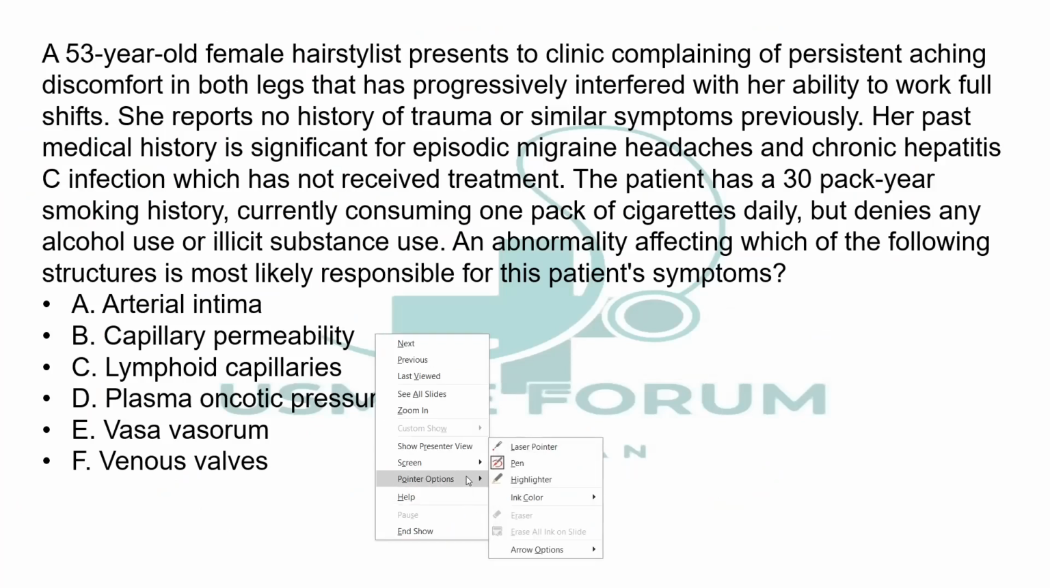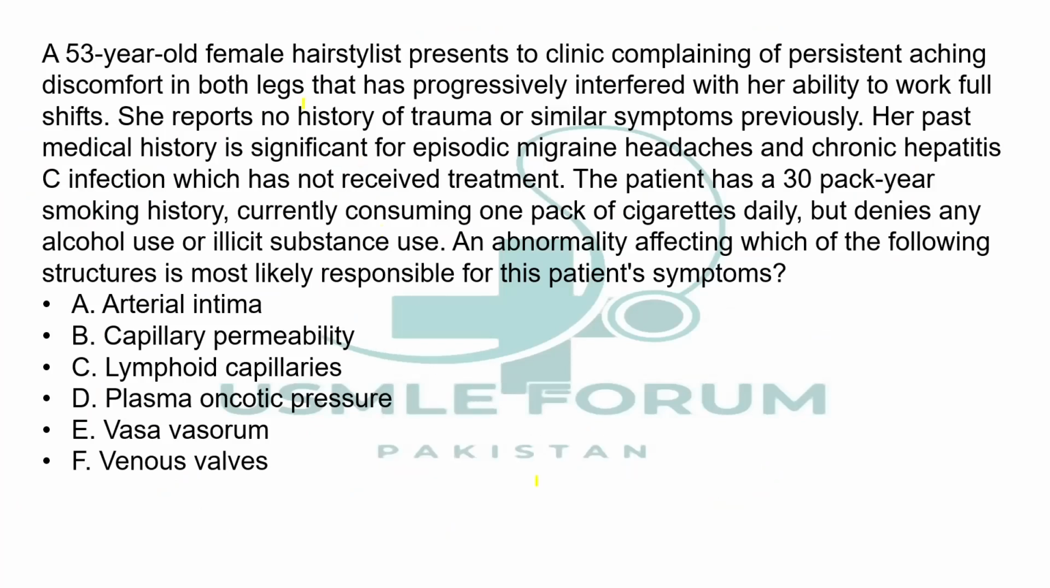All right, moving on. So this is a 53-year-old female hairstylist who is having persistent aching discomfort in both legs, and it is interfering with her work. So this is a pathology. We have to take care of it. She has no history of trauma and no similar symptoms previously. There is a past medical history of migraines and chronic hepatitis C infection, which has not received treatment. You have to keep that in mind. She has a smoking history and no alcohol.